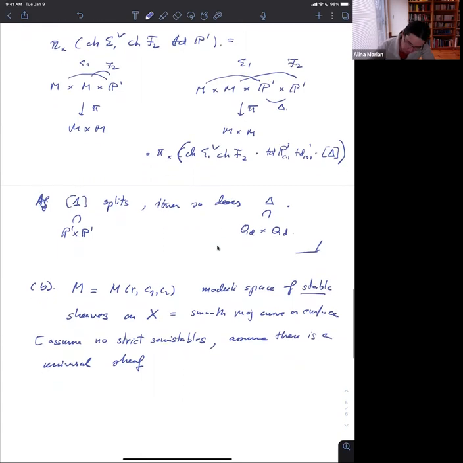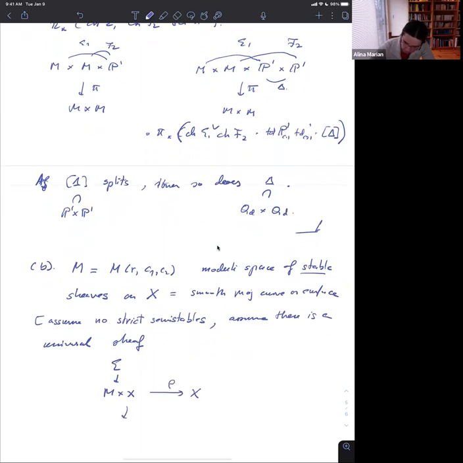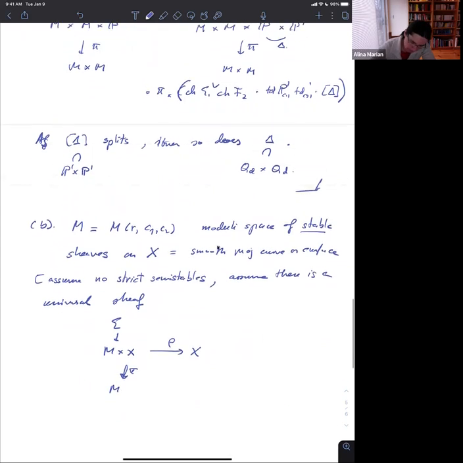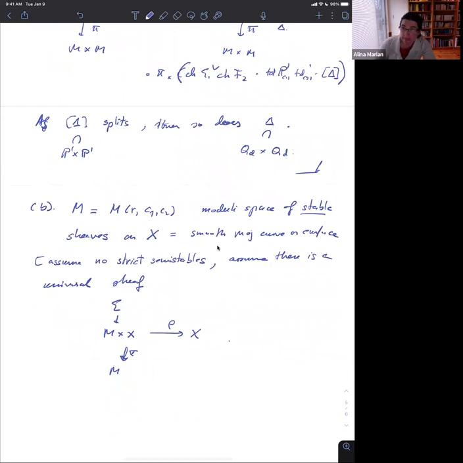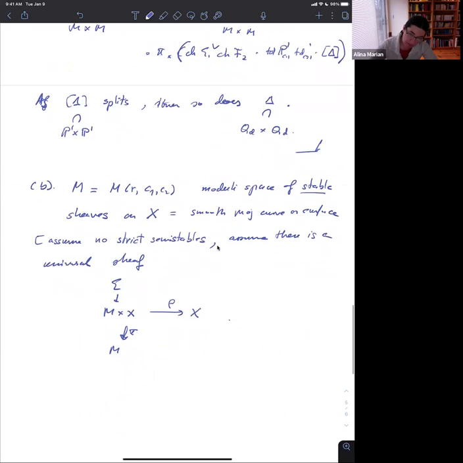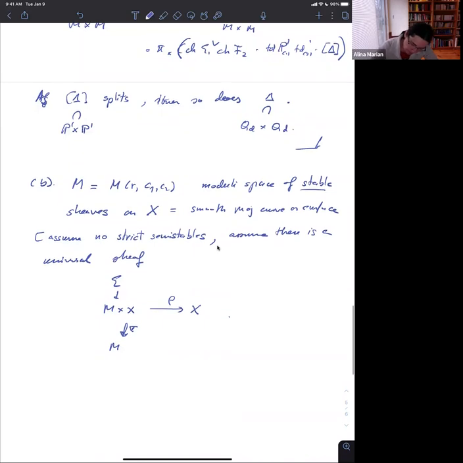So there's a universal sheaf on M times X, and we project to X or to M. Okay, so let's see what we can say about the diagonal in this setting. There's a bit less structure floating around. With the Quot scheme, we have a lot of structure. With the moduli space, there is less, but we have stability, which we don't have on the Quot scheme. So I also assume that it's a situation where there are no strictly semi-stable sheaves. Stable, so this is also projective. So this is a smooth projective variety I'm dealing with here.